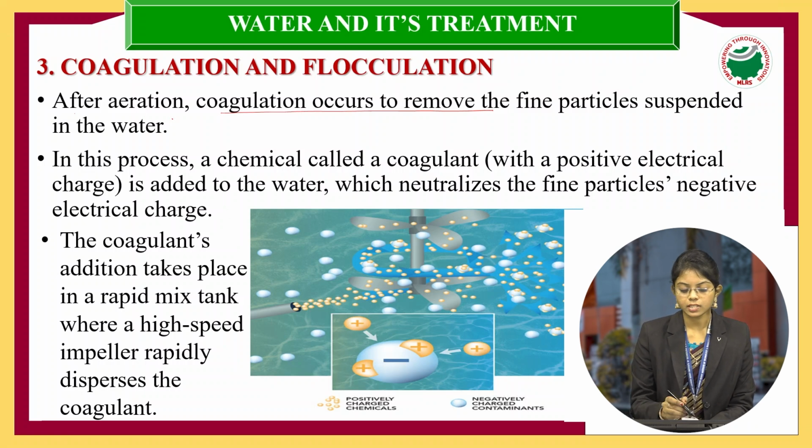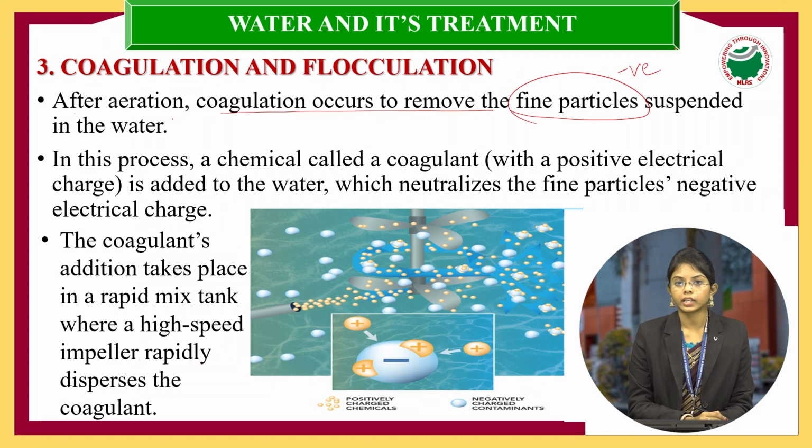How are they removed? The fine particles in the water are of negative charge. So to remove these fine particles, we are going to add some positive charge chemicals. Those are called coagulants. So when we add these positive charge chemicals, the coagulants, to the negative charge fine particles, the water gets neutralized, and the fine particles can be removed.